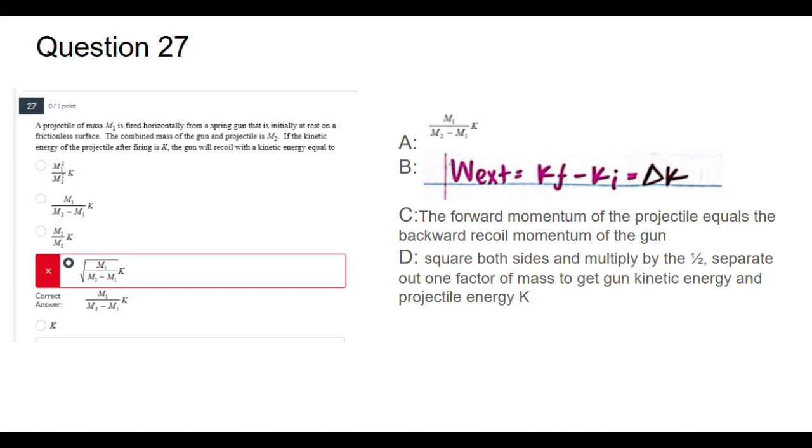The correct answer to 27 was m1 over m2 minus m1 times k. The forward momentum of the projectile equals the backward recoil momentum of the gun. You'd have to square both sides and multiply by 1/2, and then separate out one factor of mass to get the gun kinetic energy and projectile energy for k, and then you'd solve for k to get the correct answer to this problem.